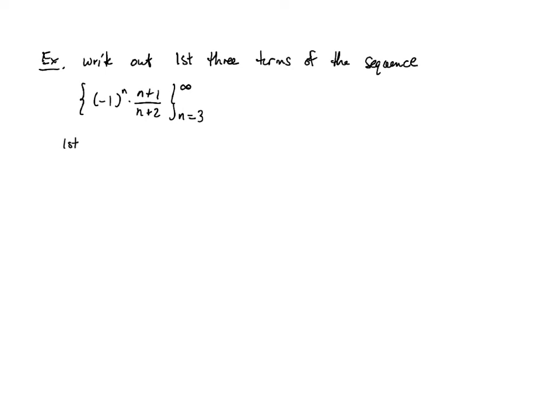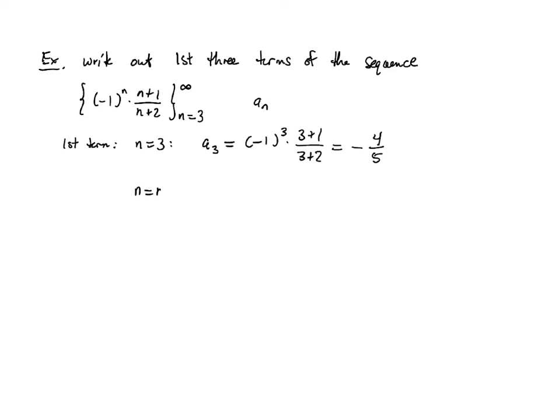So the first term here will be when n equals 3, and then if we use a sub n for the general term, this is a sub 3, which is (-1)^3 times (3 plus 1) over (3 plus 2). So just like with function notation, everywhere I see an n, since I'm using n equals 3, I plug in n equals 3. Negative 1 cubed is negative 1, so this one ends up being minus 4/5.